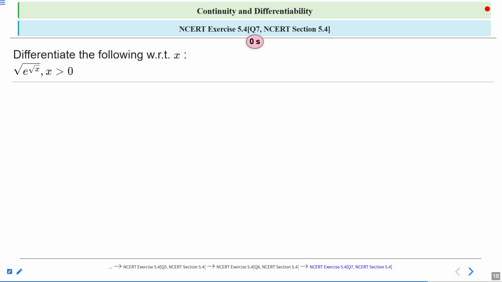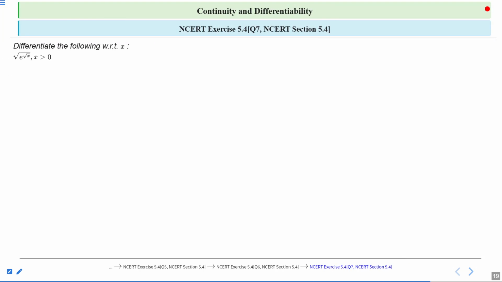Okay, let us move to the solution part. So we have to basically differentiate root over e to the power root x, where x is greater than 0, right? With respect to x. So let us see the solution part.